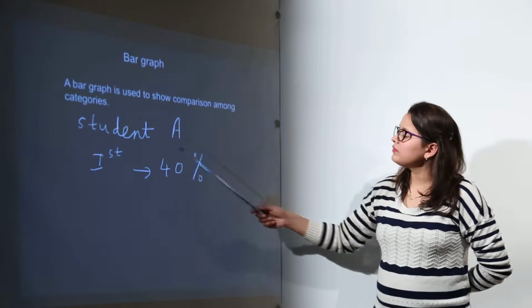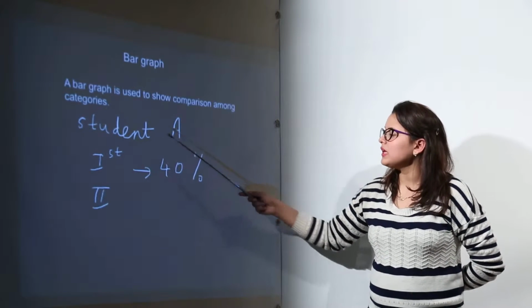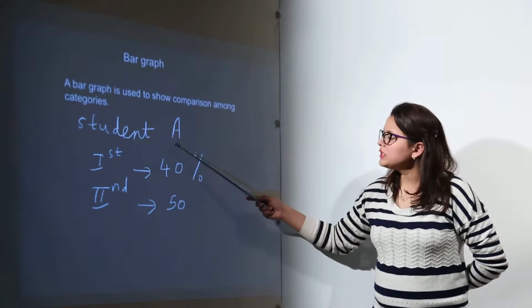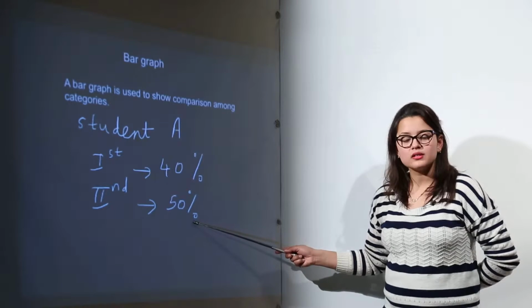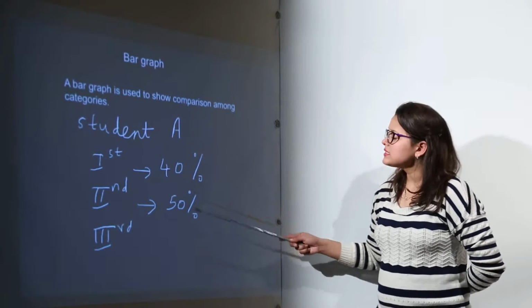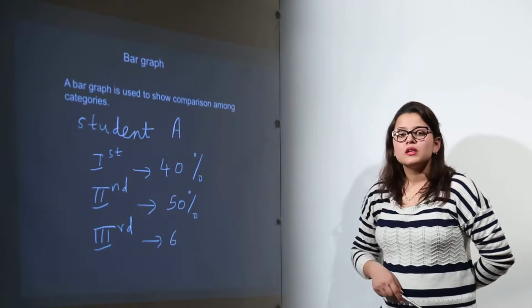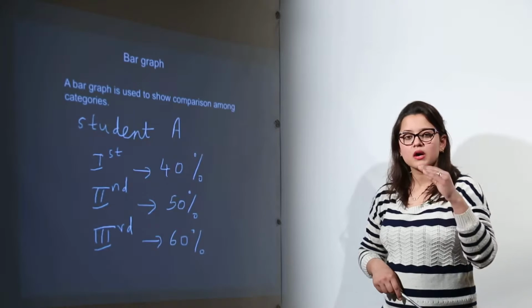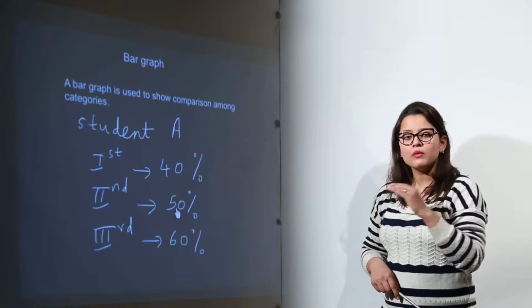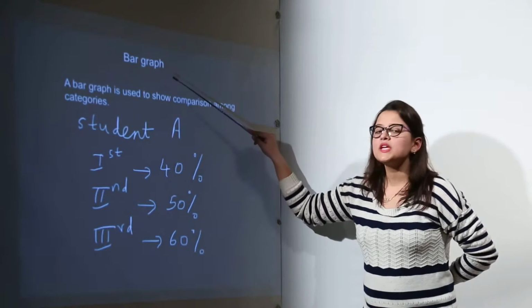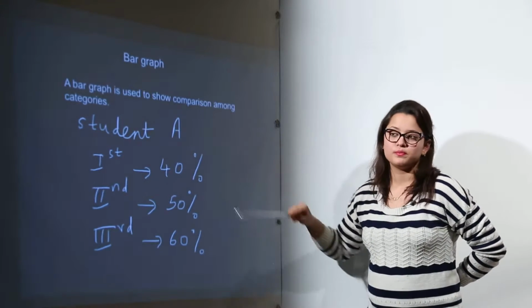For example, the first term marks for student A were 40%. For the second term, student A secured 50% marks, and in the third term, student A secured, say, 60% marks. These are the values given for student A's marks in different terms. Now I am going to compare his marks in all three terms using bar graph representation.